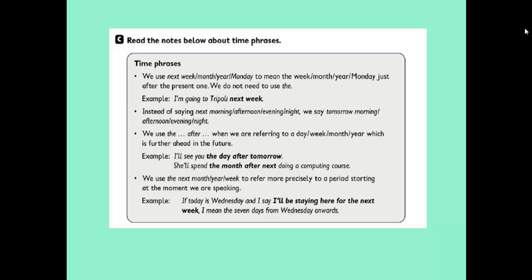And finally, we use the next month, the next year, the next week to refer more precisely to a period starting at the moment we are speaking. Example: if today is Wednesday and I say "I will be staying here for the next week," I mean the 7 days from Wednesday onwards.